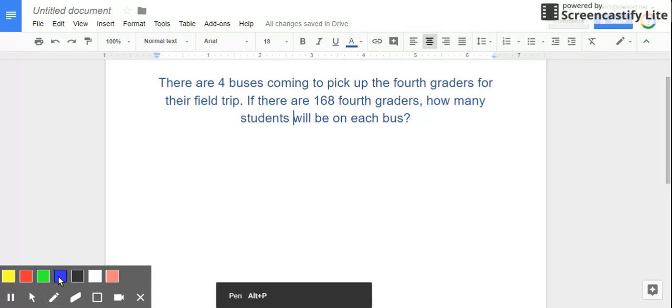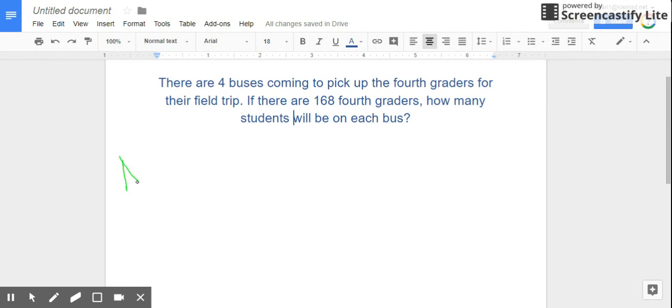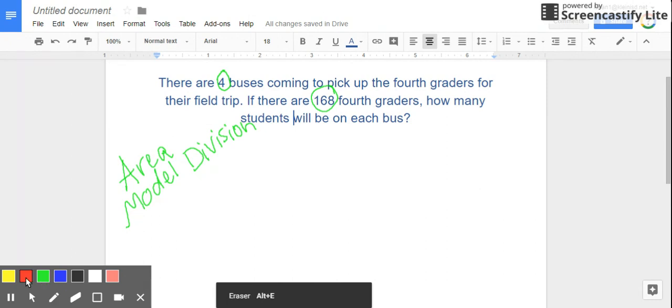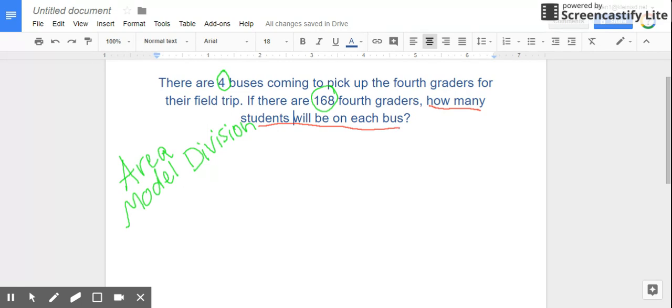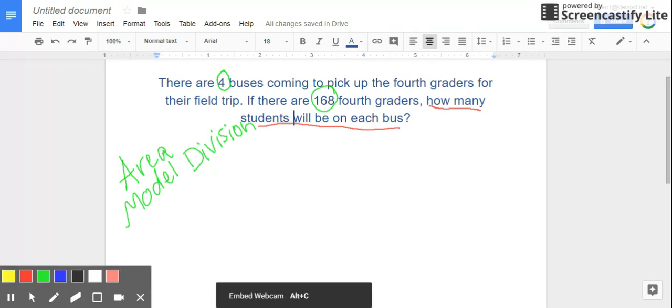Great. We've already talked about the base 10 model. What we're going to talk about today is the area model of division. That might ring a bell or might be familiar for multiplication. We've also talked about an area model for multiplication, but today we're doing the division. So we're going to circle again our important numbers, and we're going to underline the heart of the problem, what it's really asking for. It's asking for students in each bus, so that means really it's asking for groups.